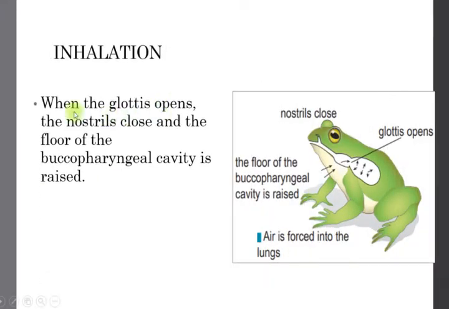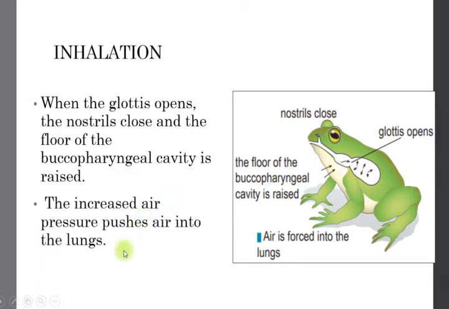Next, when the glottis opens, the nostril closes and the floor of the buccopharyngeal cavity rises. Glottis open, nostril close, and then the buccopharyngeal floor will go up and force the air into the lungs. The increased air pressure pushes air into the lungs. So that occurs during inhalation.